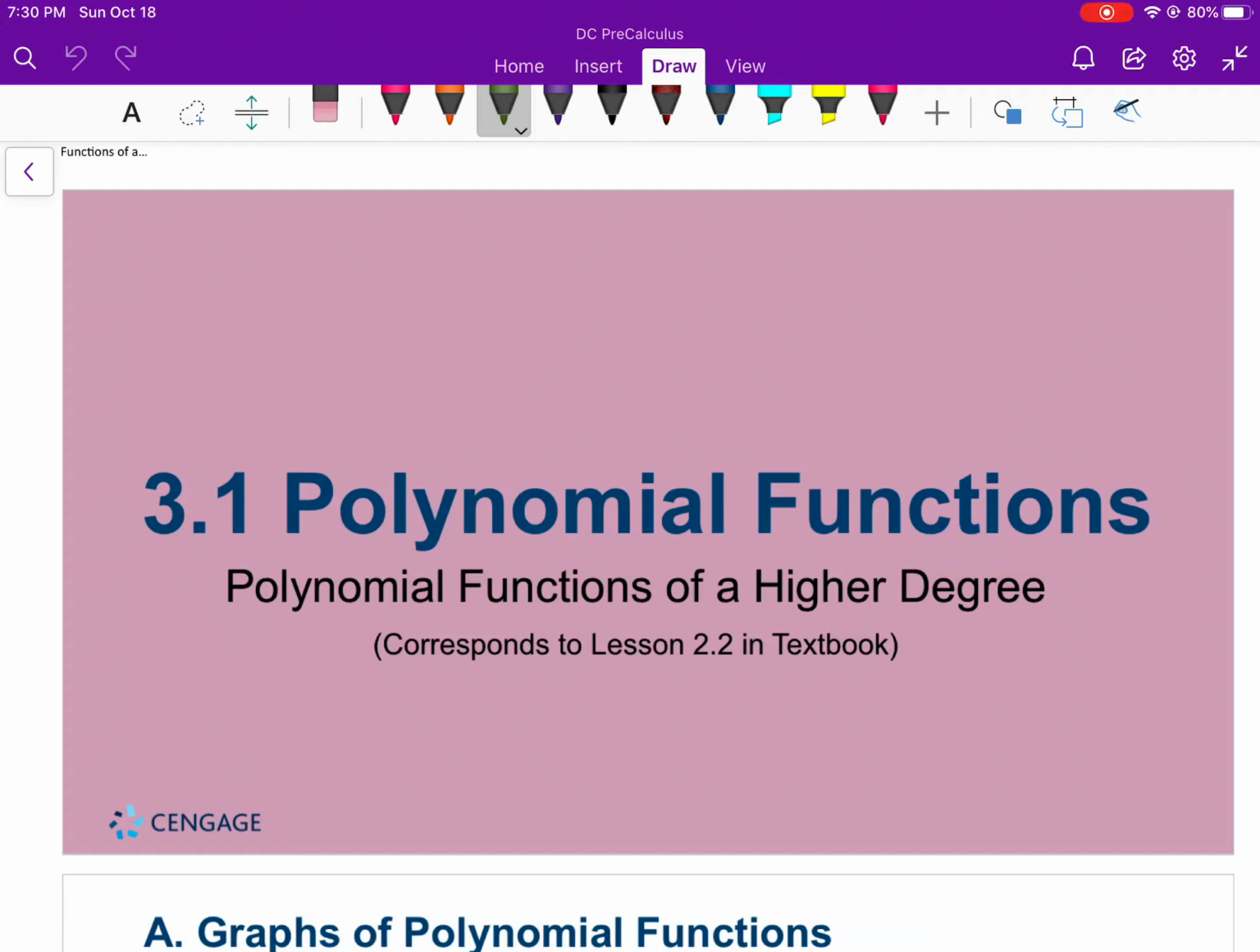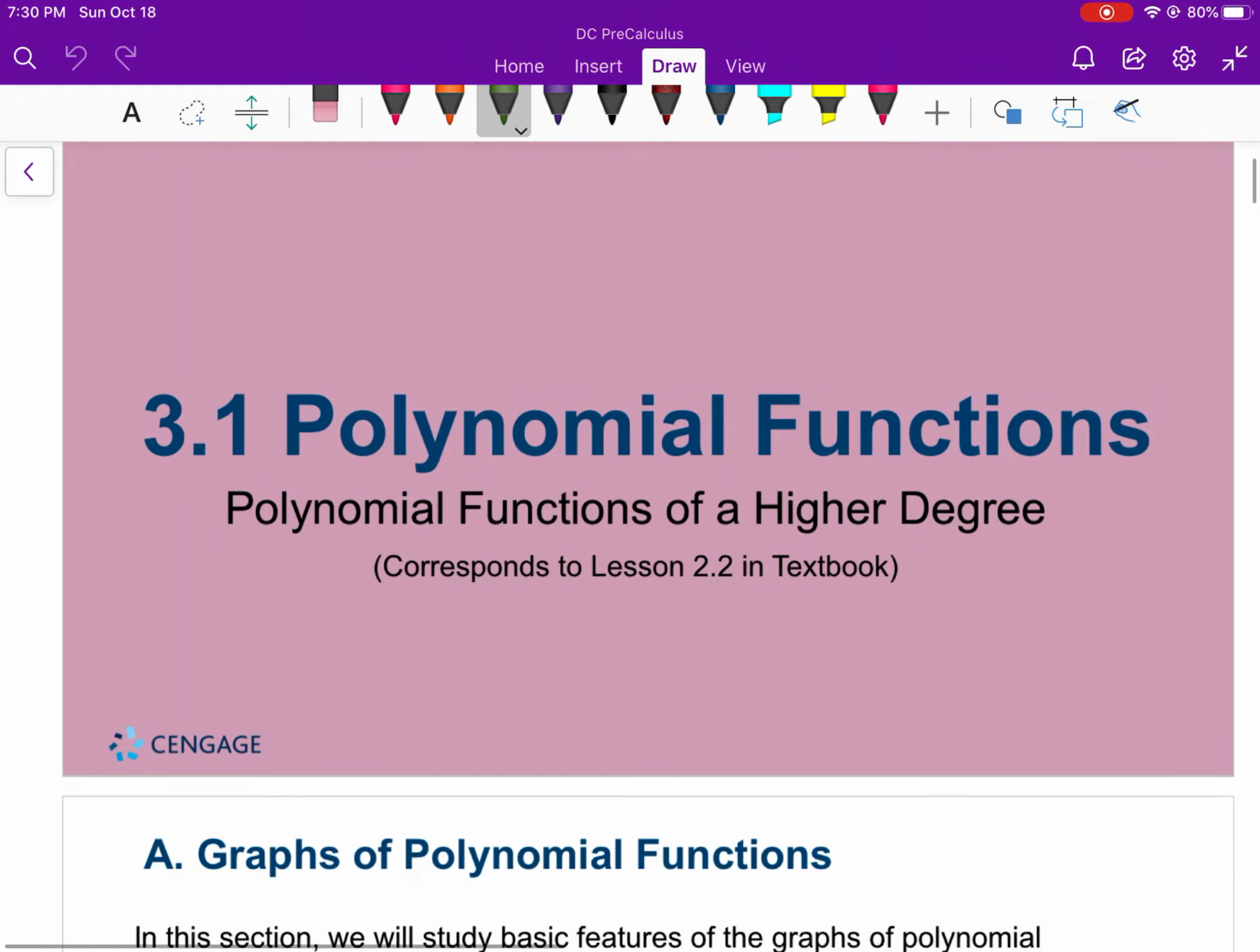Okay, pre-calculus, we're going to start Unit 3 today. And the first part of Unit 3, we're going to be working with polynomials. In fact, we'll be doing that for the first 3 lessons. And then we end the lesson with rational functions.